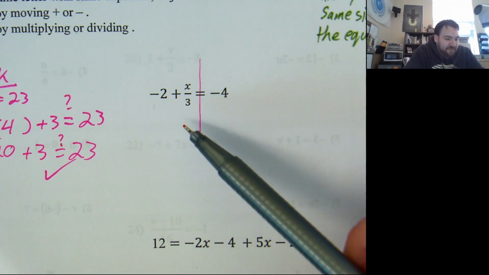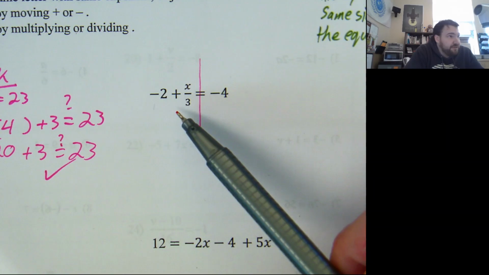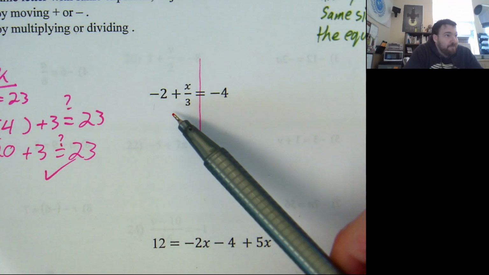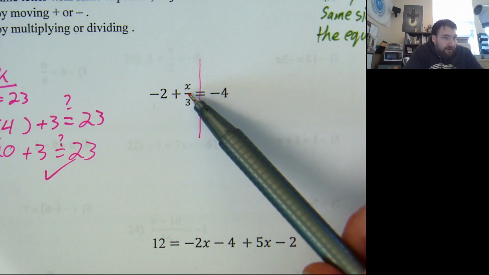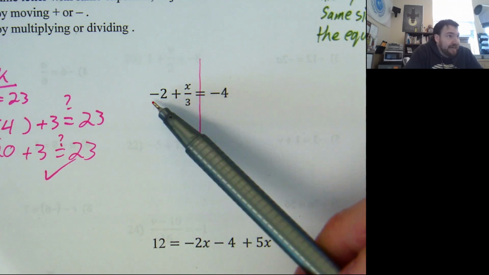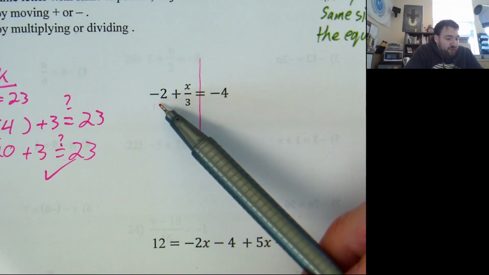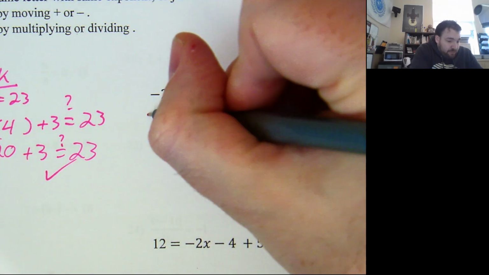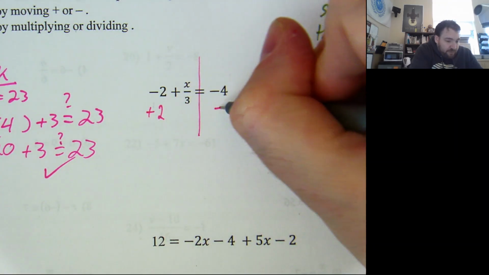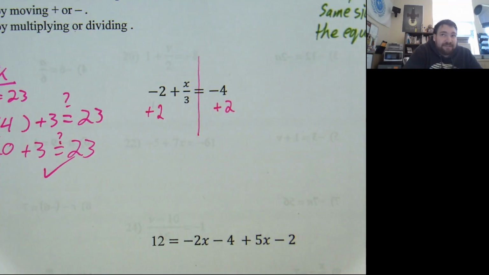Okay. So what am I going to move over first? What do I want to get rid of here first? Or what is furthest away from the term that includes our variable? The -2. So if I've got a -2 here, what am I going to have to do to get rid of that -2? I'm going to add 2. I heard it from a few of you. And whatever I do to one side, I have to do to the other.